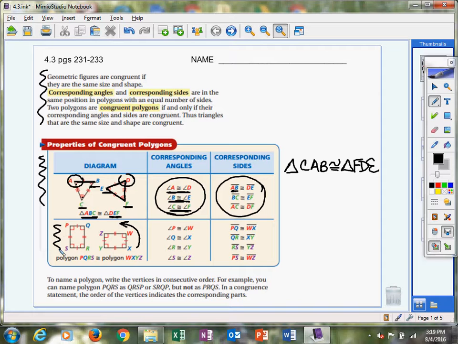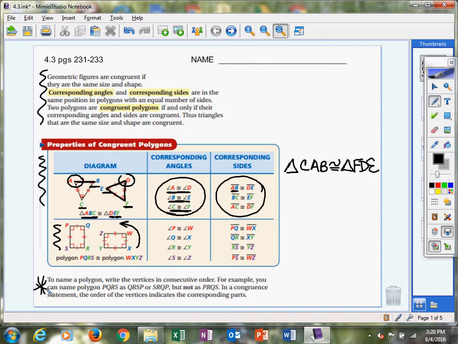Okay? And so it's really important that we're able to write these polygons and see where their corresponding angles are, etc., and so forth. Now here at the bottom, I wanted to point this out to you. To name a polygon, you need to write the vertices in consecutive order, okay? In a triangle, you have no choice. But in a polygon, you don't want to skip a vertex.